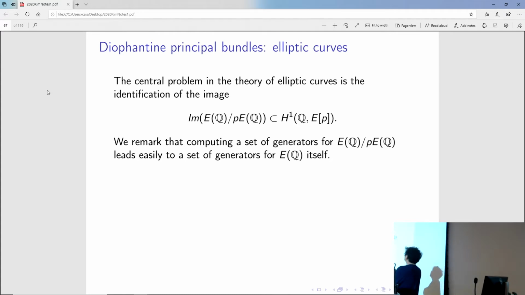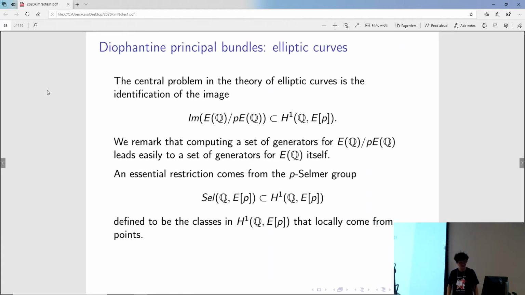That is, once you can compute a set of generators for this Mordell-Weil group mod P, it actually leads to a set of generators for the Mordell-Weil group itself. So that implication I won't discuss at all. But somehow understanding this finite group mod P completely is the problem here, right? We're trying to use this H1 in order to do that.